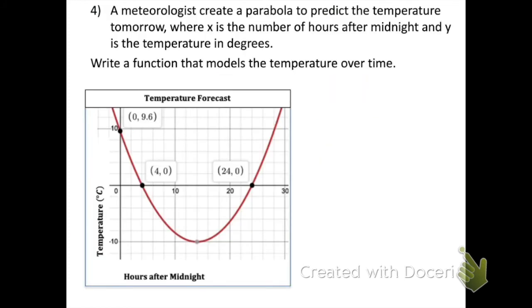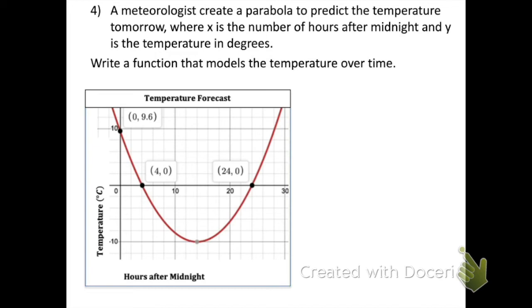Example 4 says, a meteorologist creates a parabola to predict the temperature tomorrow, where X is the number of hours after midnight and Y is the temperature in degrees. Write a function that models the temperature over time. So this problem didn't tell me if I should use vertex form or intercept form. If I look at the graph, however, I want to use what's labeled.